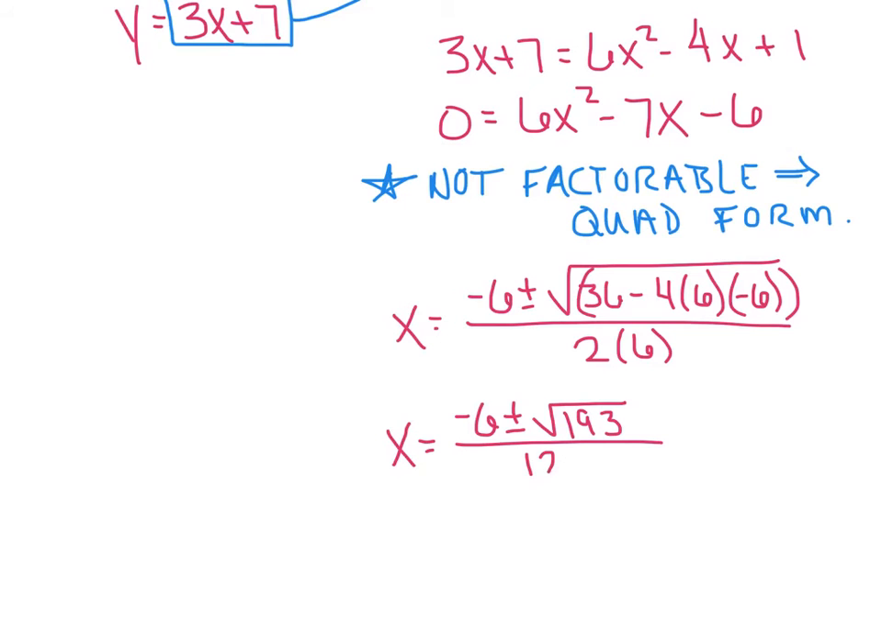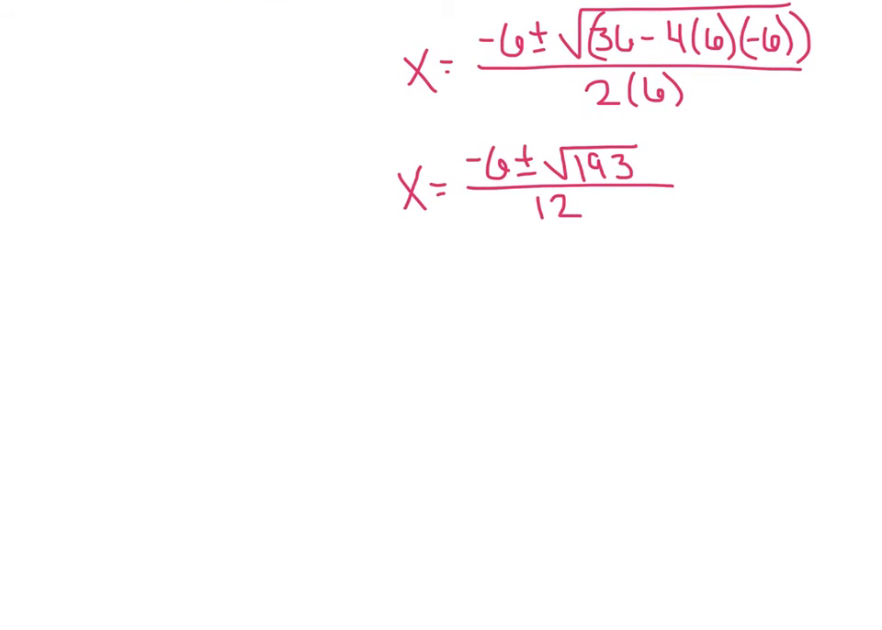193. Now here's a little shortcut that I'll share with you: especially if I'm going to eventually express my answer in terms of a decimal, there really is no sense in trying to simplify that radical. So on my calculator, I'm using alpha F1 to get that fraction set up. And I'm going negative 6 plus the square root of 193, divided by 12.